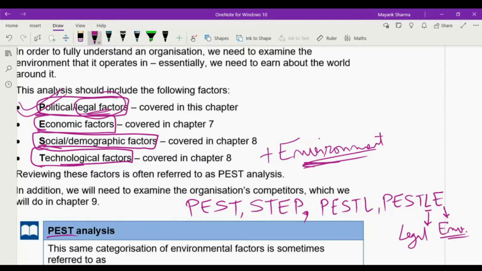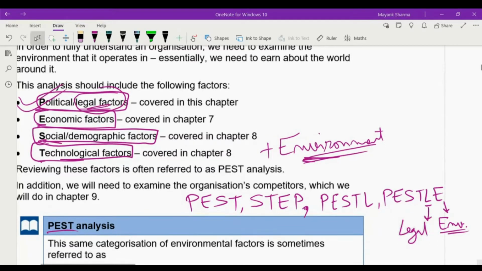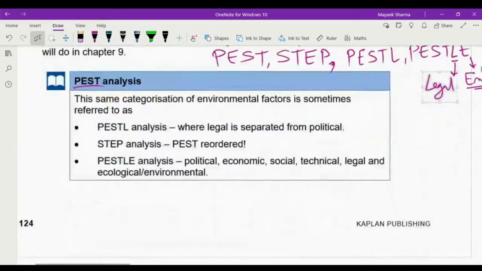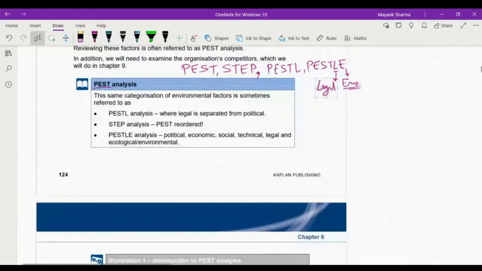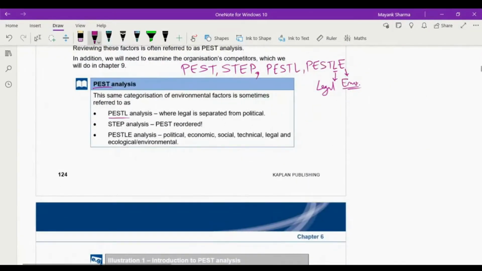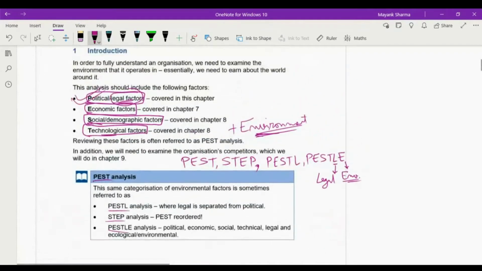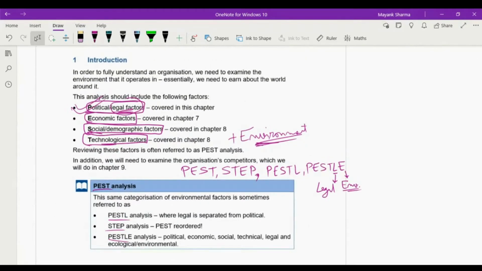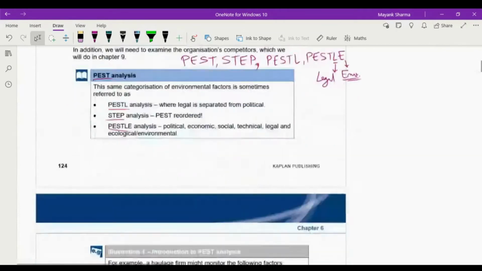All right. So these are the different ways in which we can term the same type of concept. You can name it PESTL, you can name it STEP, you can name it PESTLE, but all these acronyms are referring to only the same thing, that is the external environment of the organization. Okay.